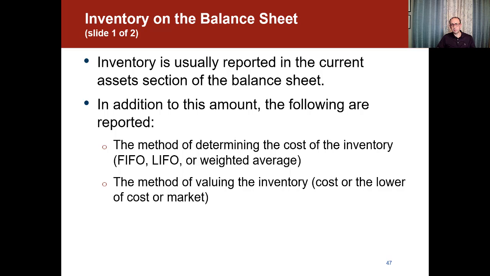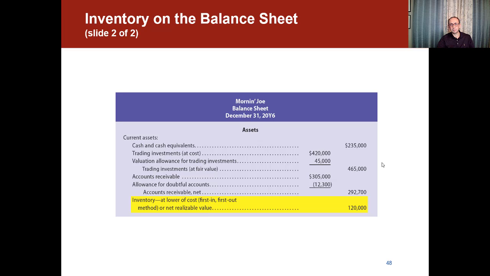As it says here, inventory is usually reported in the current assets section of the balance sheet. In addition to this amount, the following are reported. We have to report the method of determining the cost of the inventory, whether it was LIFO, FIFO, or weighted average, and it's usually written next to the inventory account. Also, the method of valuing the inventory, whether it's cost or lower of cost or market. So it's also presented on the face of the balance sheet.